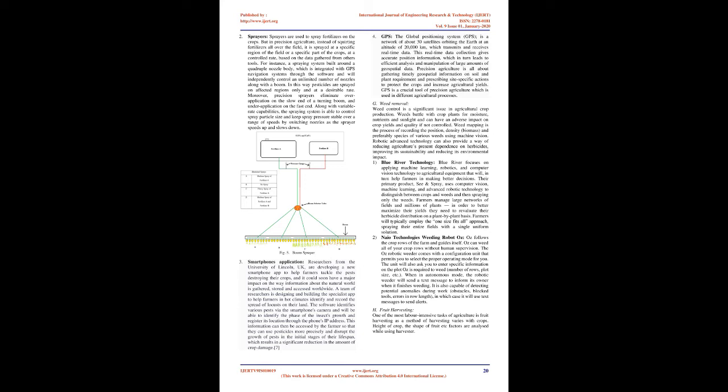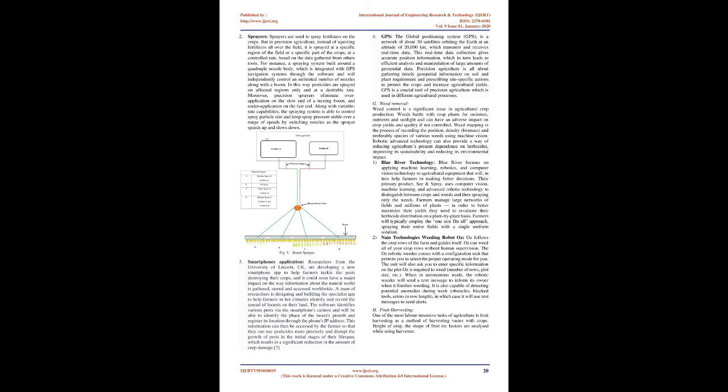Weed removal. Weed control is a significant issue in agricultural crop production. Weeds battle with crop plants for moisture, nutrients, and sunlight and can have an adverse impact on crop yields and quality if not controlled. Weed mapping is the process of recording the position, density, biomass, and preferably species of various weeds using machine vision. Robotic advanced technology can also provide a way of reducing agriculture's present dependence on herbicides, improving its sustainability and reducing its environmental impact.